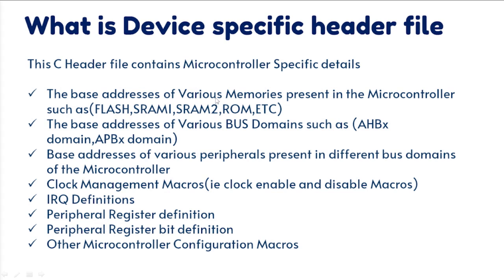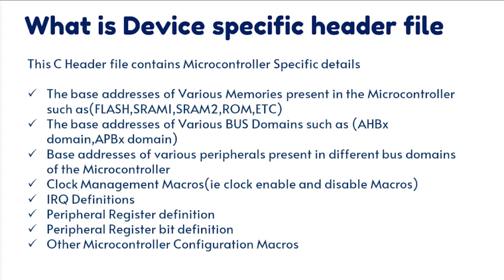So the base addresses of various bus domains, like the AHB bus, the advanced high performance bus, and the APB, the advanced peripheral bus domain. Okay. It will have the base addresses of various bus domains. It also has the base addresses of various peripherals present in different bus domains. Okay. And it also contains the clock management macros, the clock enable and disable macros. Okay, and it also has IRQ definitions, peripheral register definitions, peripheral register bit definitions, and other microcontroller configuration macros. So all this information will be found in the header file.